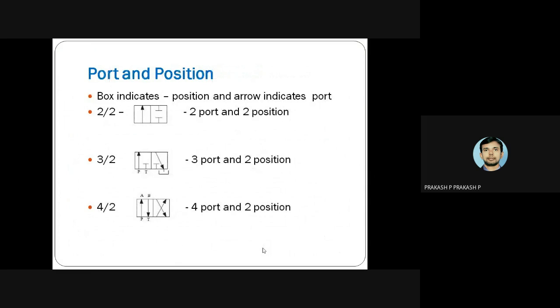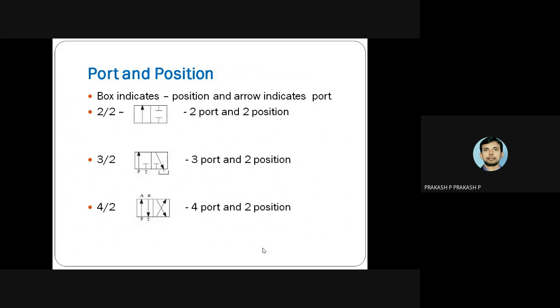Next is port and position. You should know what a port is and what a position is. You have to see there is a box and an arrow mark. The box indicates the position and the arrow mark indicates the port. So you have different types of ports and positions: 2 by 2, 3 by 2, 4 by 2.